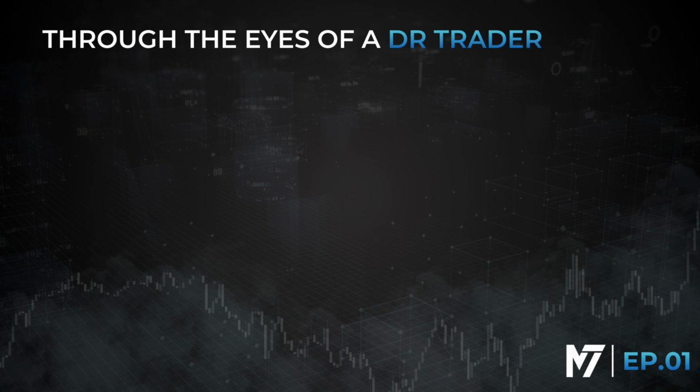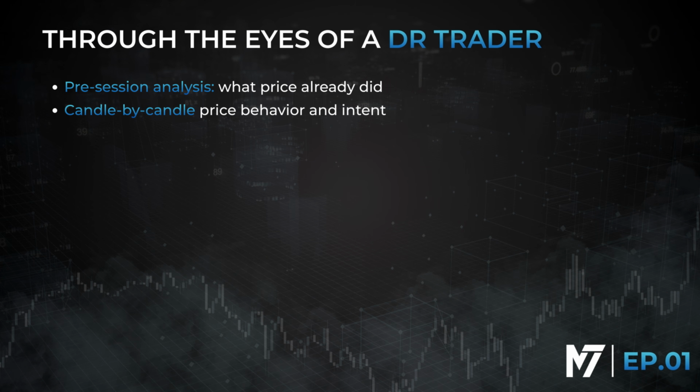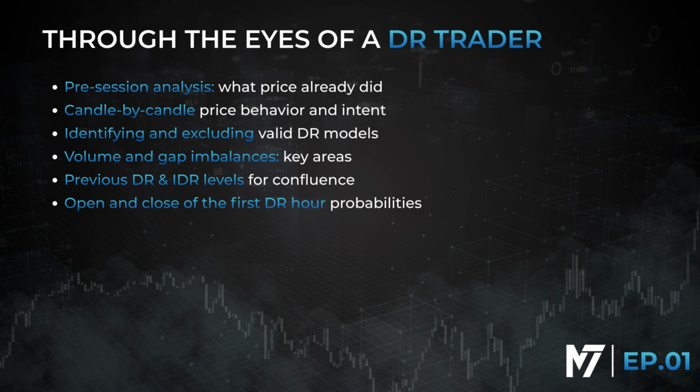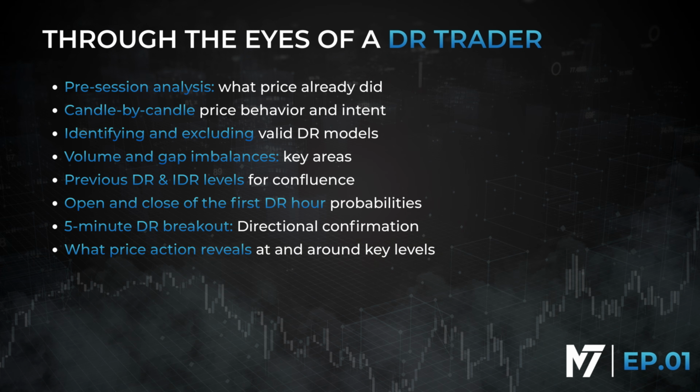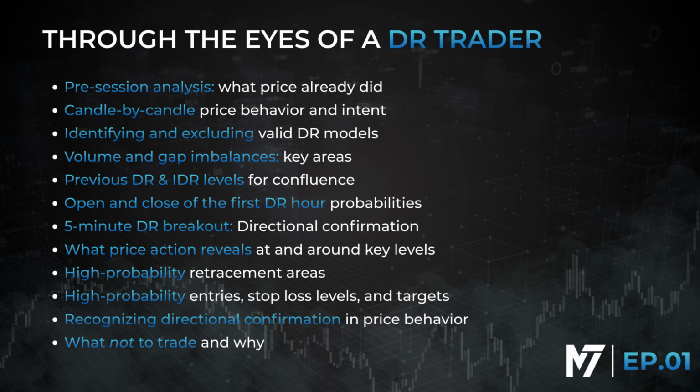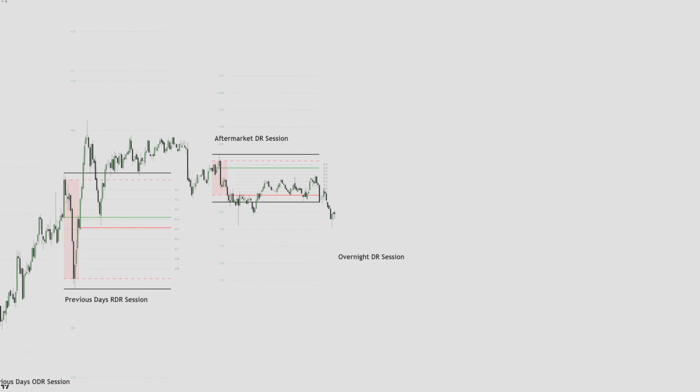Let's jump on to what's used in the series breakdowns. Pre-session analysis: what price already did, candle by candle price behavior and intent, identifying and excluding valid DR models, key volume and gap imbalances, previous DR and IDR levels for confluence, probabilities based on the first hour DR structure and close, directional confirmation, what price action reveals at and around key levels, high probability retracement areas, high probability entries, stop loss levels and targets, recognizing directional confirmation in price behavior, and also what not to trade and why. So let's get straight into today's breakdown.